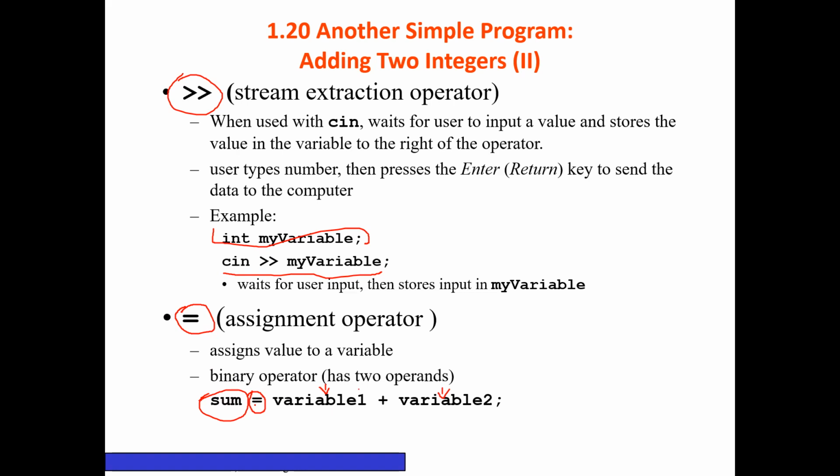So for assigning values into a variable, you have two options. One is directly reading from the keyboard, and we use a stream extraction operator, this operator, for reading values. The second method is you can use an assignment operator in the program. Using this equal to sign, you can assign a value to the variable. And this is called the addition operator, which we will be discussing later.